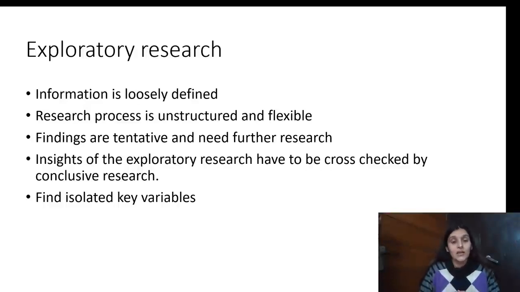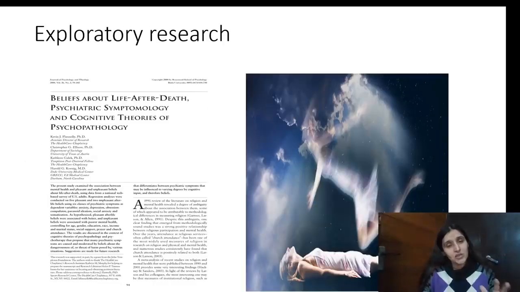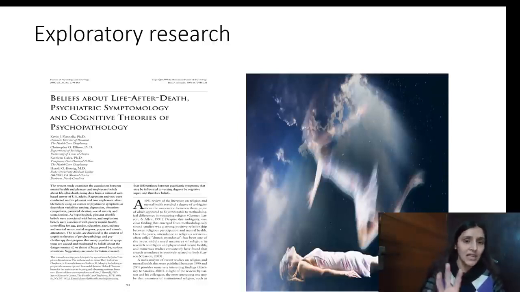Okay? But we find isolated key variables. If nobody has ever listed what happens after death, in this research paper, this person is the first one who has listed what happens after death. So yes, the new variable has come out. Okay, finally, whatever he concluded that this happens after death, that is the new variable, and it has come out from exploration. Okay, I hope the exploratory research design is clear.